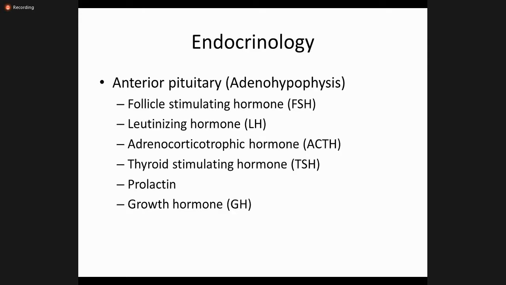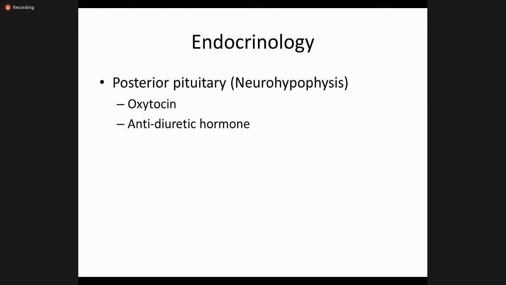Now the hormones produced by the pituitary gland. The anterior pituitary produces six hormones: follicle stimulating hormone and luteinizing hormone, which are called gonadotrophins, and the other hormones, adrenocorticotropic hormone ACTH, thyroid stimulating hormone TSH, prolactin, and growth hormone. These all six hormones are formed in and secreted from the anterior pituitary. These two hormones, oxytocin and antidiuretic hormone, are produced in the hypothalamus and released or secreted from the posterior pituitary.